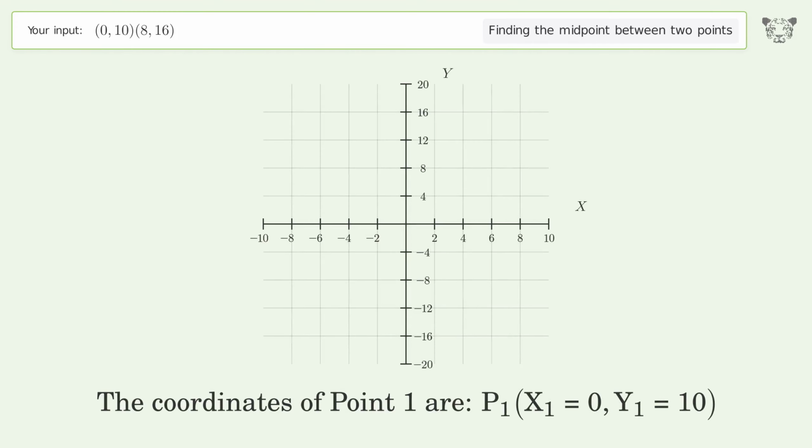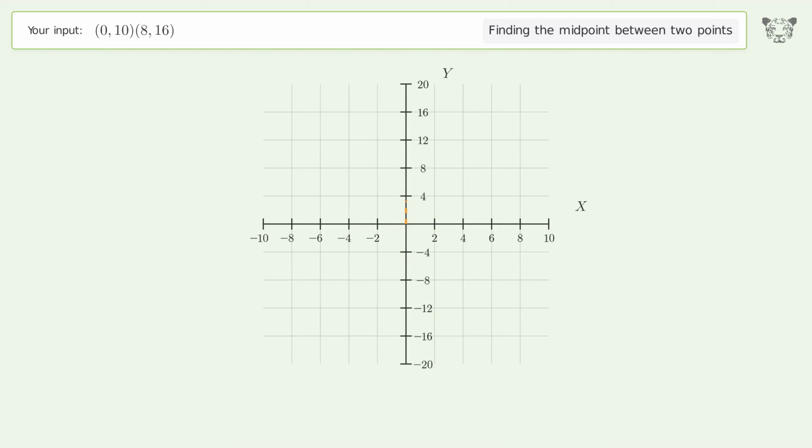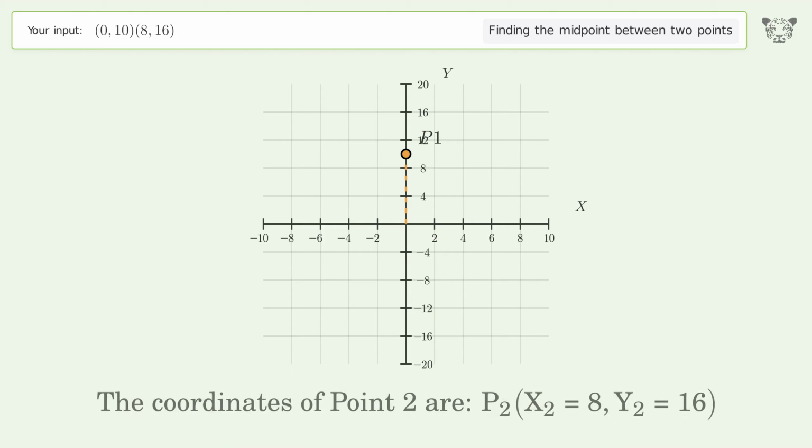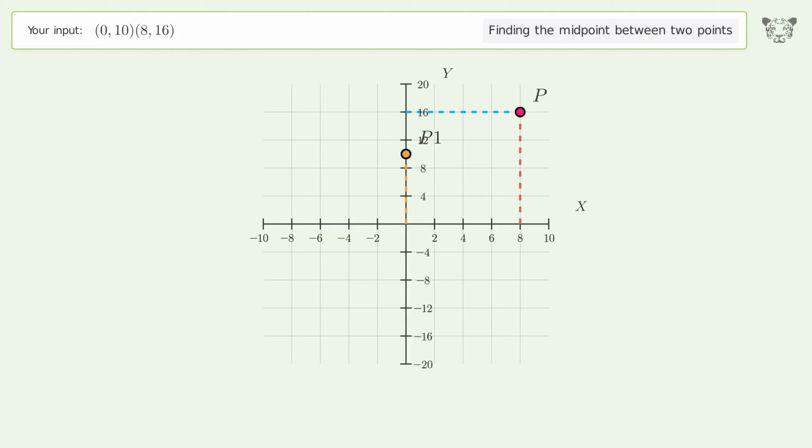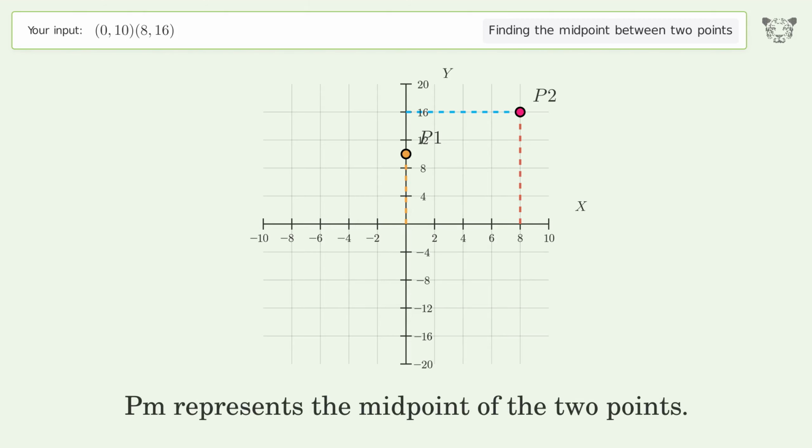The coordinates of point 1 are x1 equals 0, y1 equals 10. The coordinates of point 2 are x2 equals 8, y2 equals 16. PM represents the midpoint of the 2 points.